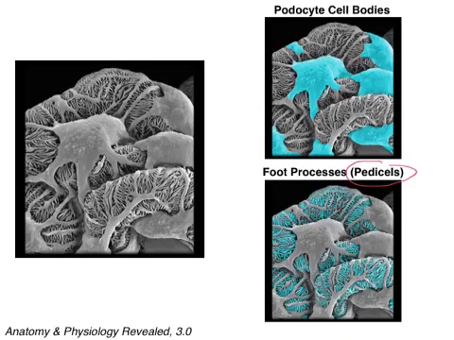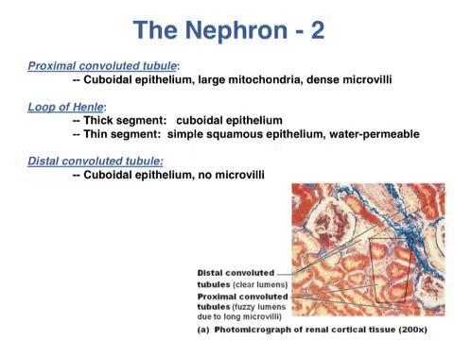Podocytes are weird looking. They're probably my second favorite cell in the human body, just for sheer bizarreness, after the osteoclasts, of course. We'll talk a lot more about the processes of glomerular filtration and tubular reabsorption and tubular secretion when we get into the physiology video.